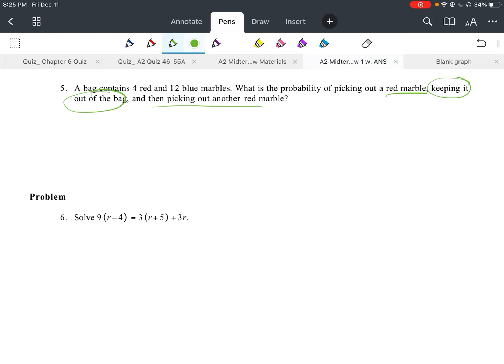Okay, so this is the probability of A, times the probability of B given A. So this is one of our newer formulas here. Make sure you got this down. So the probability of A, the first event, is getting a red marble. That's 4 out of 16. So that's just 1/4 or 0.25.